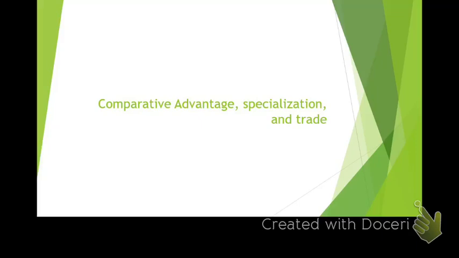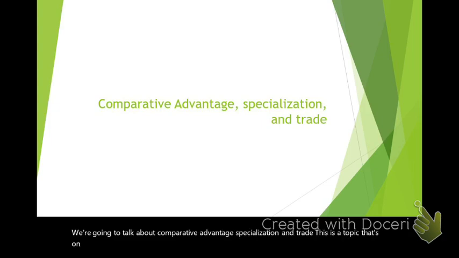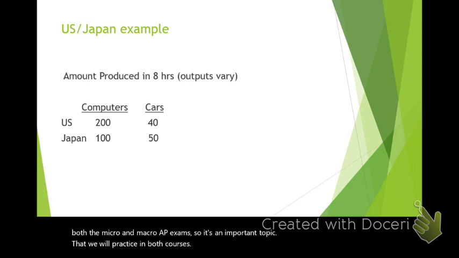We're going to talk about comparative advantage, specialization, and trade. This is a topic that's on both the micro and macro AP exams, so it's an important topic that we will practice in both courses. We'll take an example of the United States and Japan.